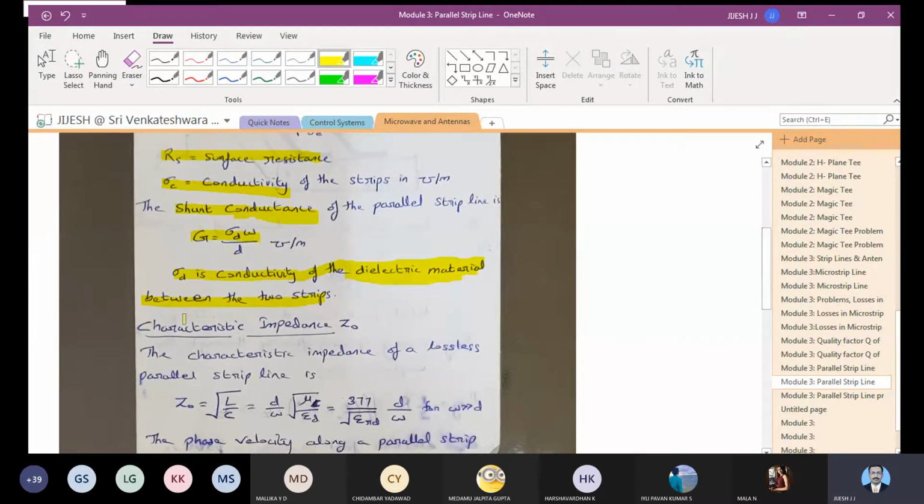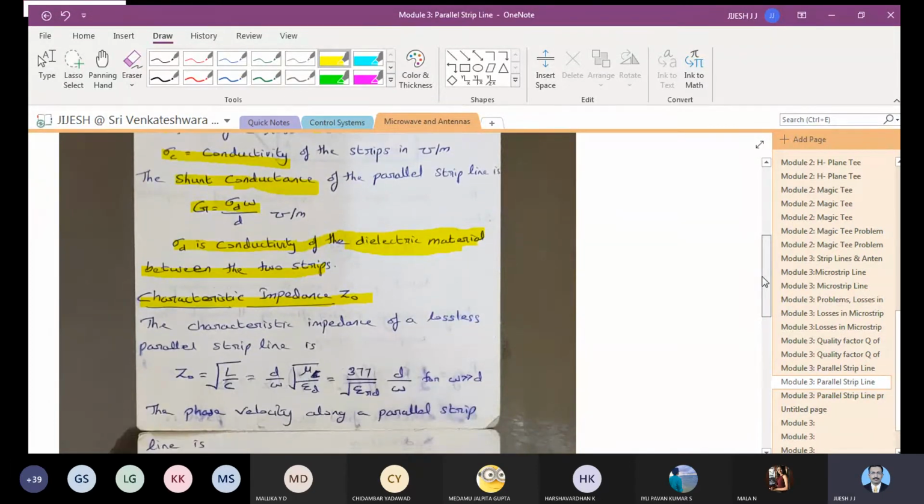So let us write down the characteristic impedance Z0. We will see how the characteristic impedance Z0 is found for a parallel strip line. We have already studied the characteristic impedance Z0 of a microstrip line. Here we have already discussed that we are going to take a wide strip, so W is always greater than D. Why it is greater than D we have already explained just before.